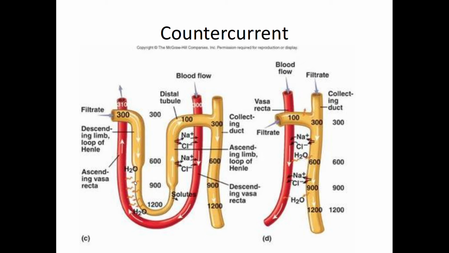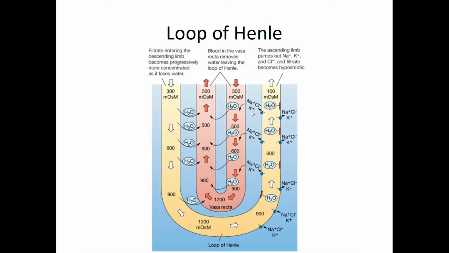So this countercurrent exchange allows blood flow to become more concentrated as it goes down, and then less concentrated as it comes up, but in the opposite order from what's happening with the tubule. So that's how we get this flow happening here in the loop of Henle.